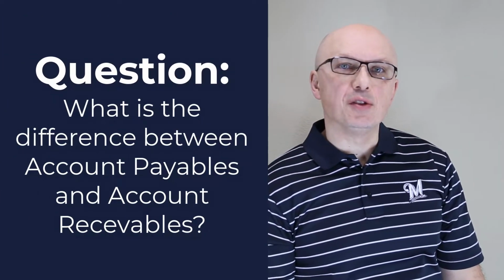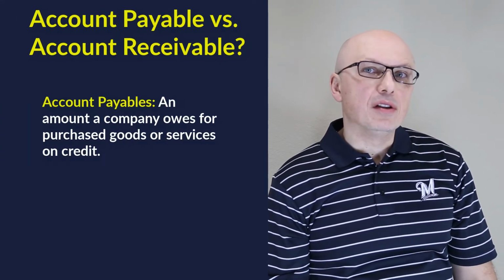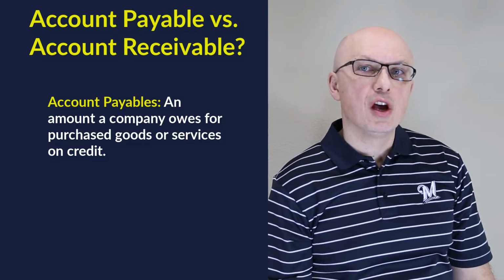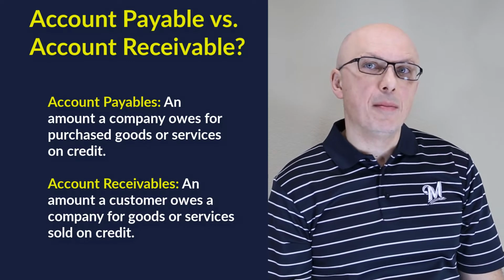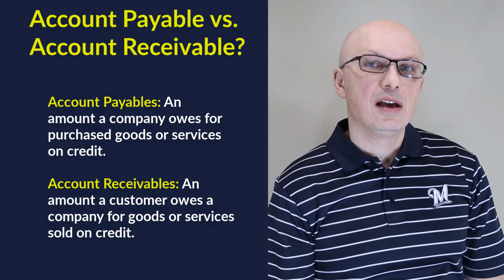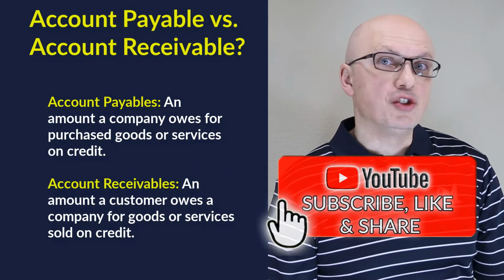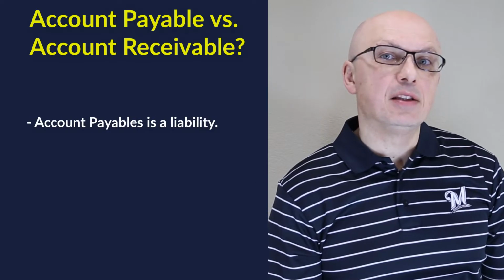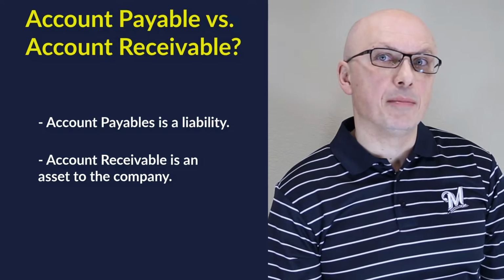Often you might be asked, what is the difference between accounts payable and accounts receivable? Accounts payable represents the amount the company owes because it purchased goods or services from another vendor or supplier. Accounts receivable represents the amount the company has the right to collect based on the goods or services it sold to somebody else. The biggest difference between accounts payable and accounts receivable is that payables is a liability and accounts receivable is an asset to the company.